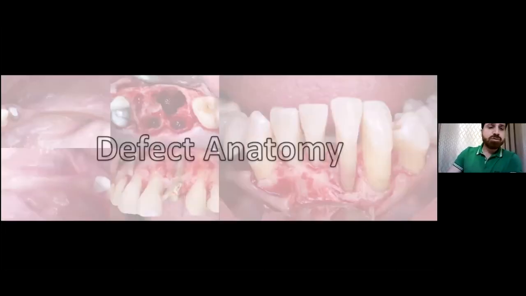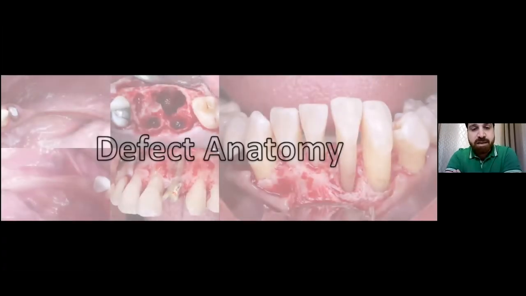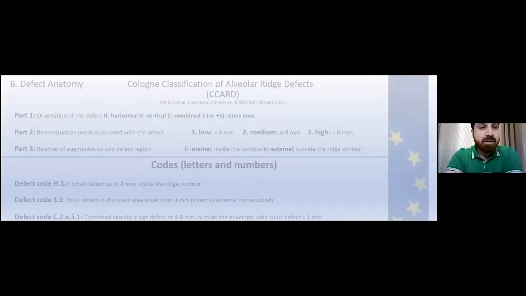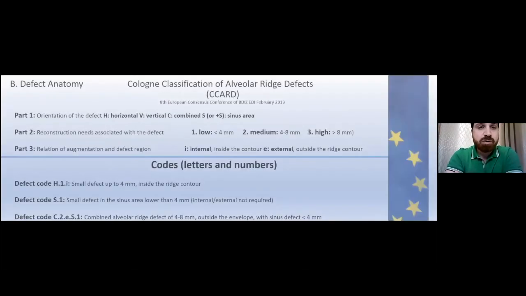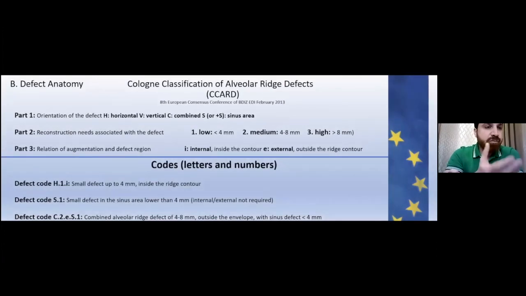But first, we have to talk a little bit about the defect anatomy. This technique is not really suitable for all cases. I usually go with this prolonged classification of alveolar ridge defects, which categorizes defect anatomy in part 1, 2, and 3. Part 1 is the orientation, if it's horizontal, vertical, or combined with sinus.